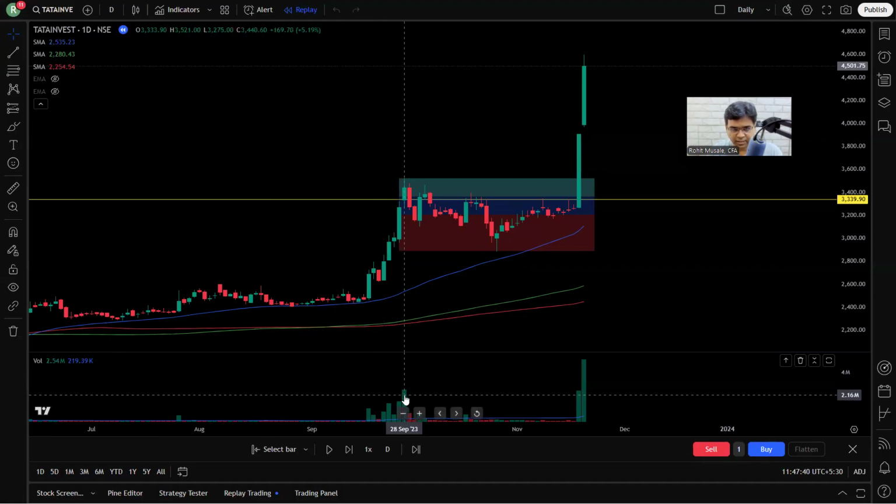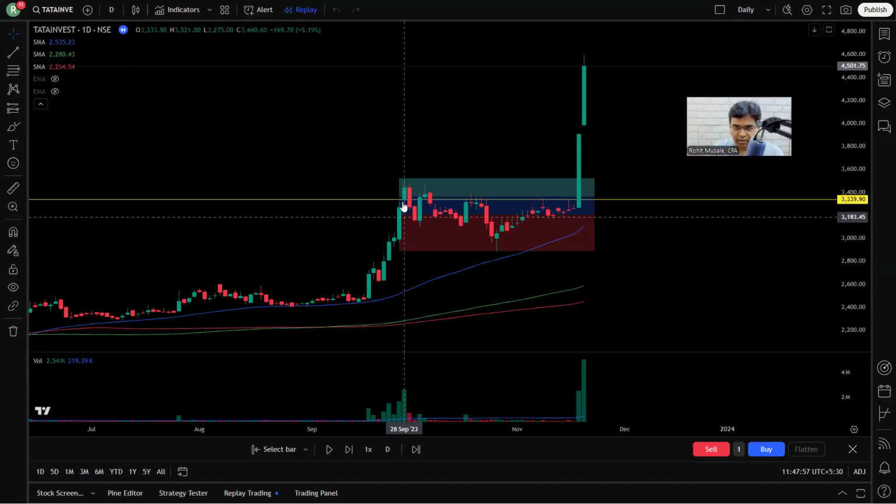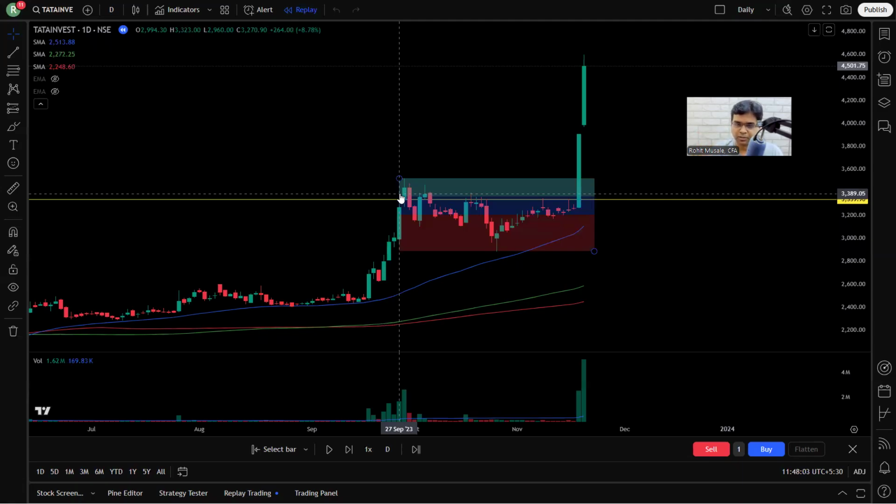See, for this candle, the average is 219,000 shares, but the actual is 2.5 million shares. It's almost 10 times the average volume. It's like 900% above the average volume. Okay. That is called a high volume rally. So in a high volume rally, the retail participants and institutional participants both are piling onto the stock. Majorly, it is retail participants.